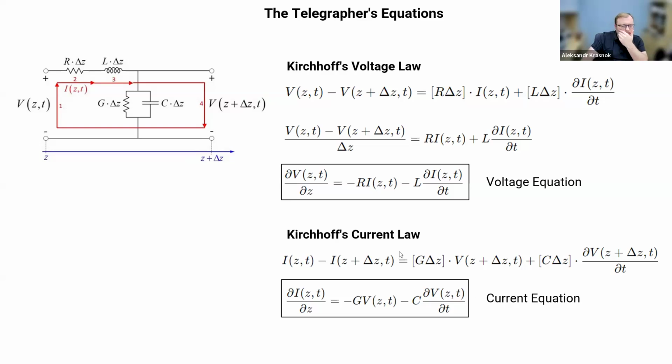For now, they don't remind me of anything. These two equations just connect the change of voltage across some small element of my transmission line to the change of the current in time, and vice versa here.